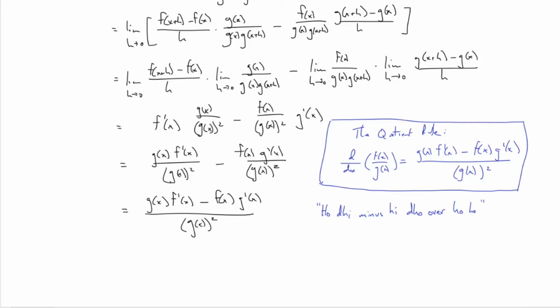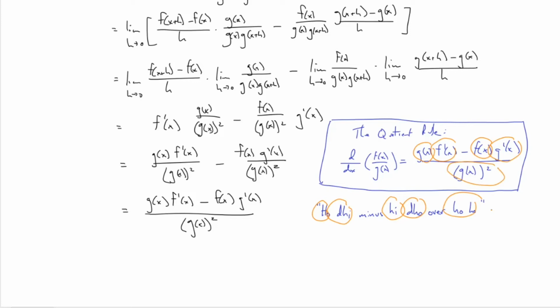Ho dee hi minus hi dee ho over ho ho, where ho is the bottom part and hi is the top part, no relation. And so we're talking about ho, this ho right here, is the bottom function g of x right here. D hi, that's the derivative of the top function. So the d means derivative. Minus means minus, of course. And then there's hi, that's the top function. D ho, the derivative of the bottom function. That's this part over here. And it's all over ho ho. That's the bottom function squared.